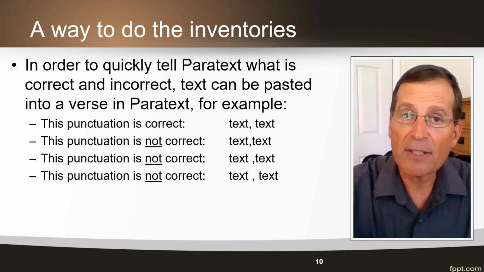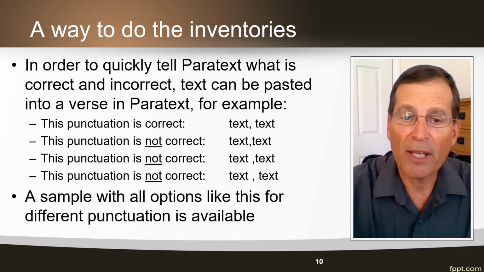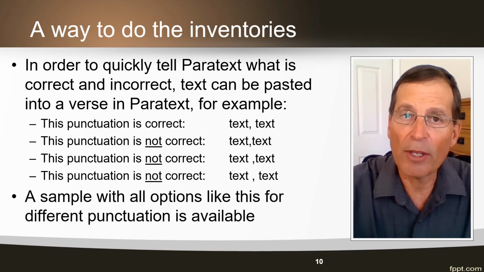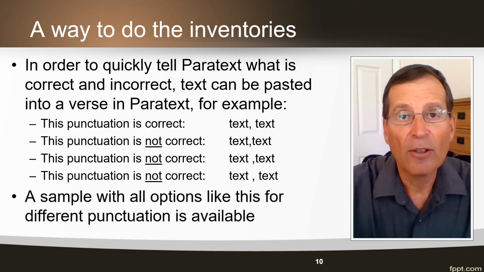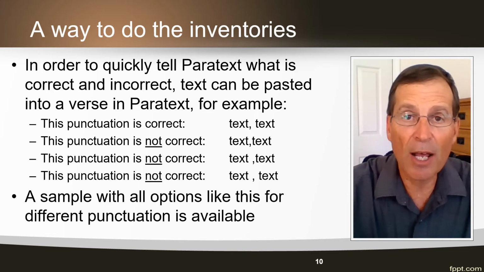So this kind of text can be pasted into a verse, not just for commas, but for full stops, question marks, exclamation points, semicolons, and various other punctuation. That will then quickly tell Paratext what is correct and incorrect as you go through and mark valid for the punctuation that is correct and invalid for the ones that are not correct. Later you can delete that text from that verse, but Paratext still remembers what was correct and what was not correct.